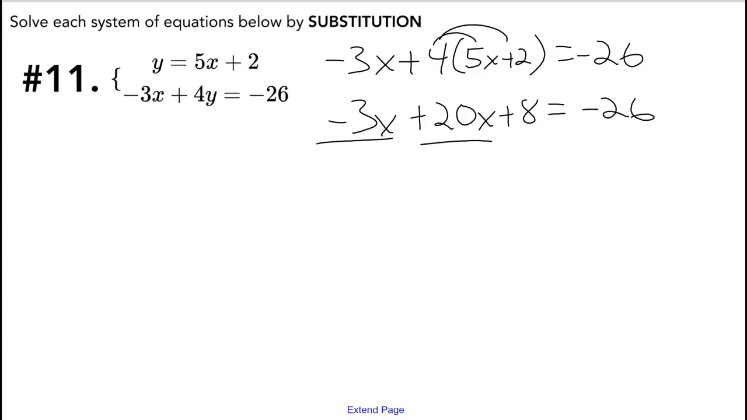Next thing I'm going to do is combine like terms. So -3x and positive 20x, both on the same side of the equal sign. Don't do the opposite right here because they're on the same side. So we got -3x and positive 20x, different signs, find the difference. 20 minus 3, 17x. Alright, now I have 17x plus 8 is equal to -26. We do the opposite of adding 8 and subtract 8 on both sides.